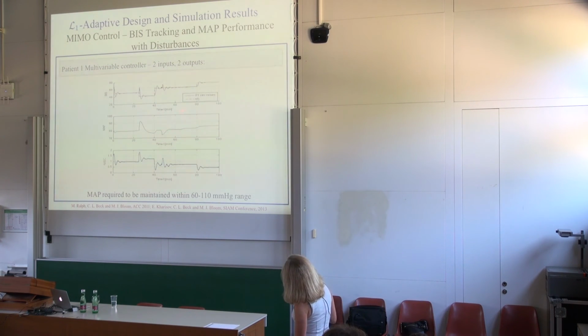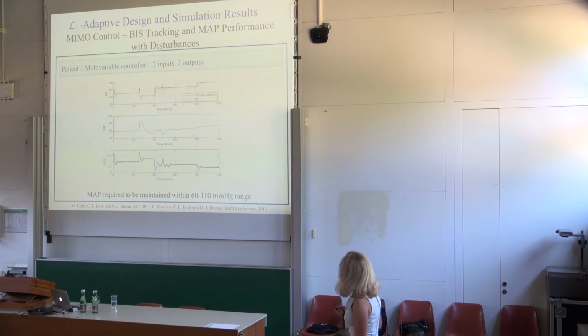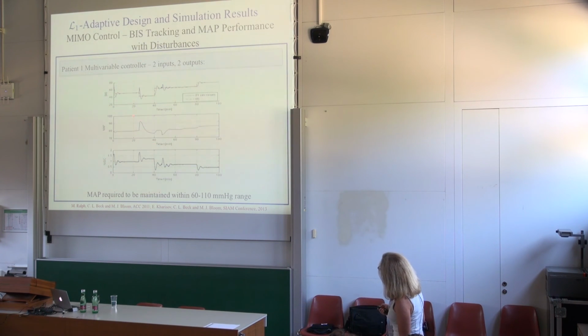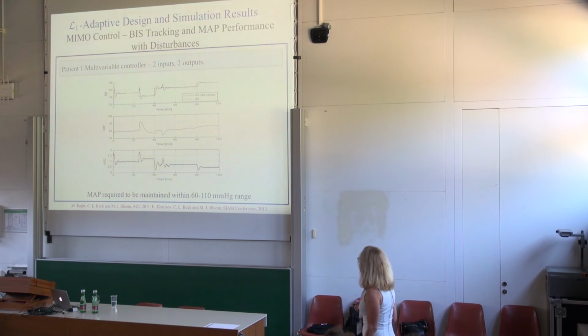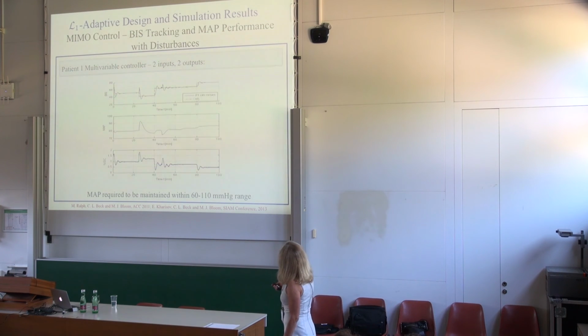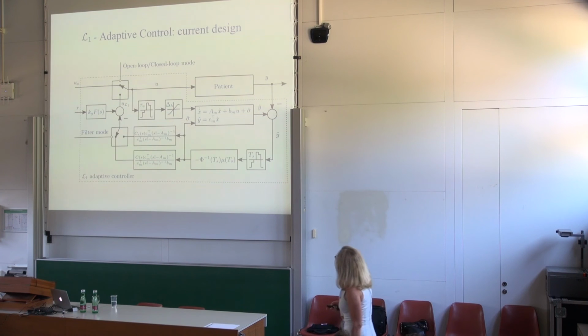So this is just the results. They're fairly similar, but you can see now we have disturbance really affecting the system, so you can see a little bit more oscillation here. And then this shows as well our MAP output. So we went to the two outputs. And this is maintained within the desired range. And this is where we are currently.